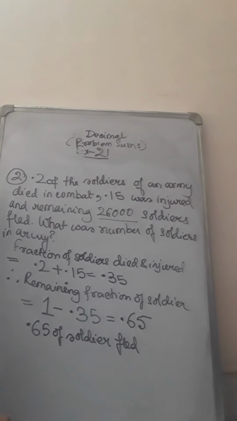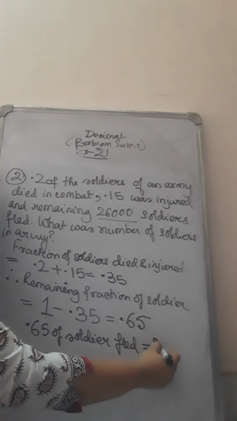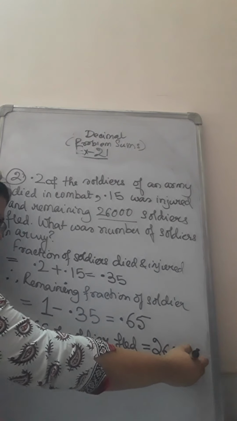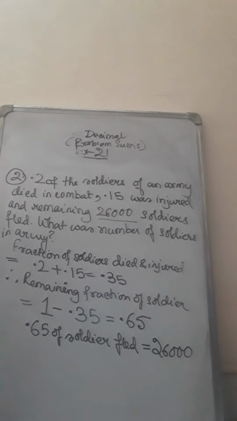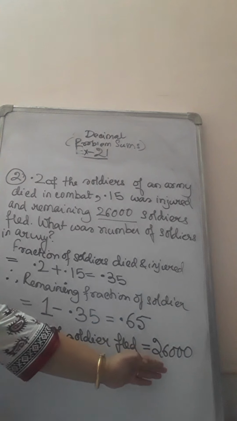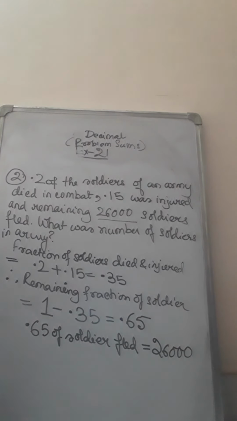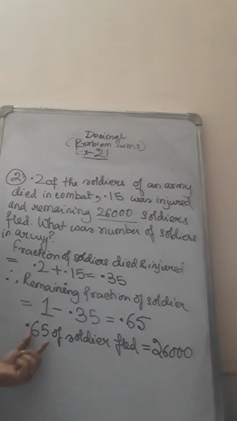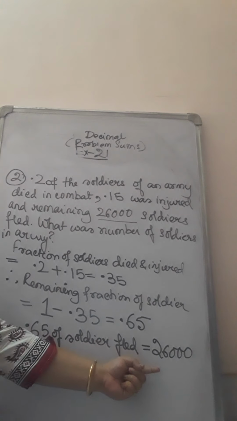and it is also given in exact numbers how many soldiers actually fled. So if I say 0.65 of soldiers fled, or if I say 26,000 soldiers fled, the matter is the same. What is the difference here in decimal fraction? That means the total is 1, the army is considered 1. Out of that, how much portion of soldiers fled away is given, and here exactly in numbers.